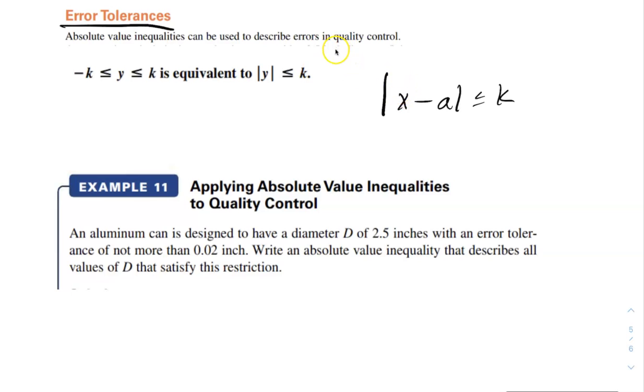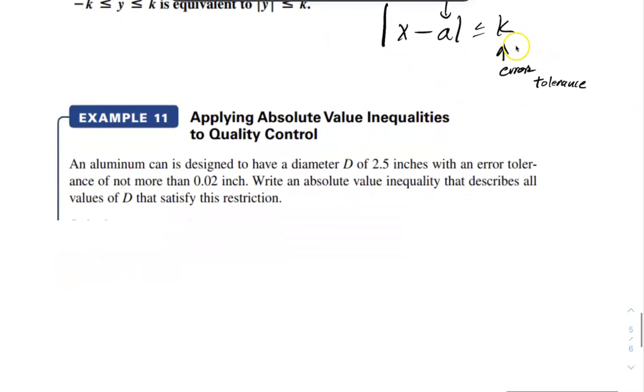That's our quality control equation, where a is the desired amount or average. This is what we want, we want to hit this value. And the error that we're allowed to have is right here. That's the error tolerance, how much error we're allowed. So this is our x equation, this is our desired amount, what we want to hit, and this is the allowed amount of error that we're given. If we have that formula, we're going to be fine.